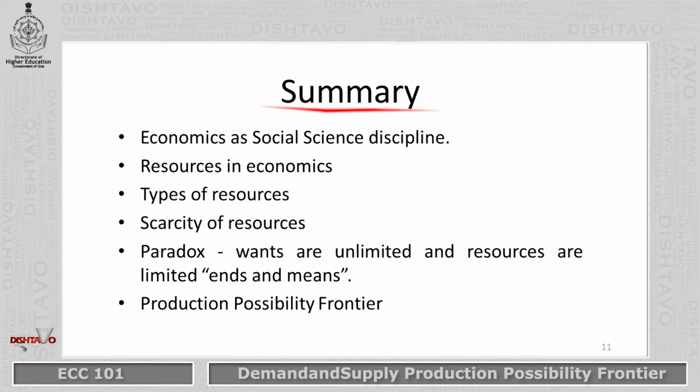To summarize what I have done: economics is a social science discipline, and resources are very important for us, and there are different types of resources. In my previous presentation, I mentioned the types of resources and the meaning of resources. Then we have scarcity of resources, and the paradox that wants are unlimited while resources are limited. Ends are wants and means are resources. That is how we have an economic problem.